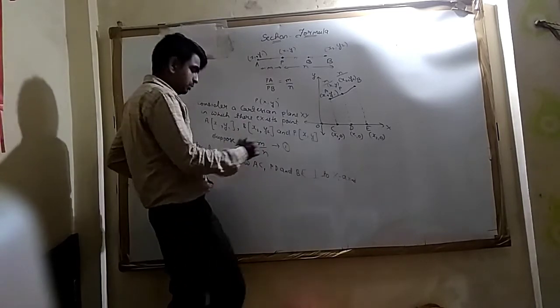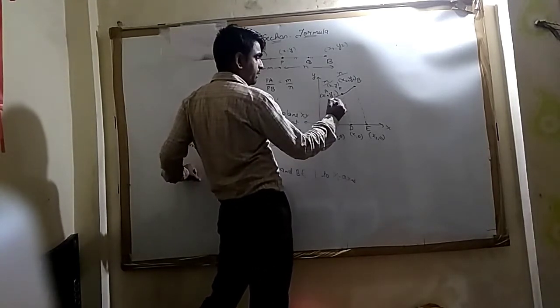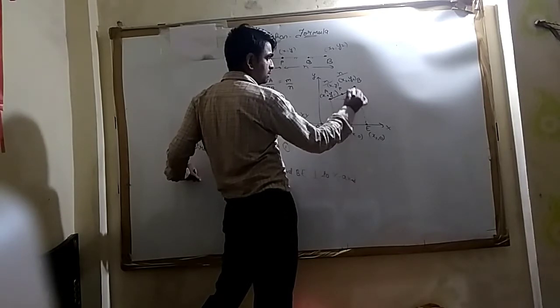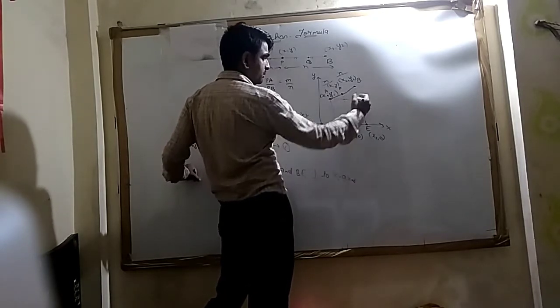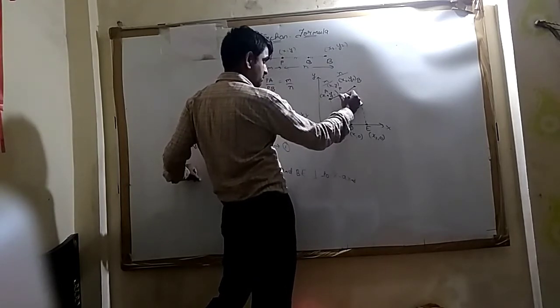Now one more construction I will do. From this point A, I am drawing a perpendicular on BE. Now and from here also.